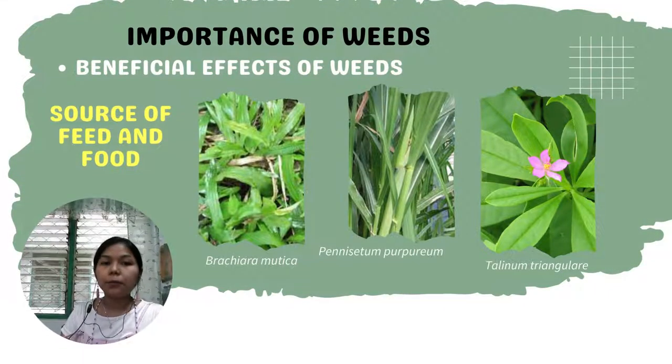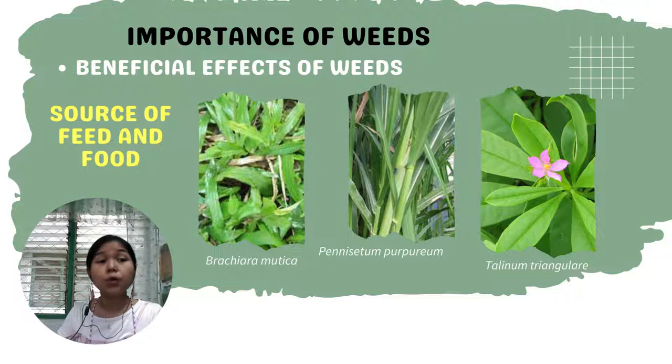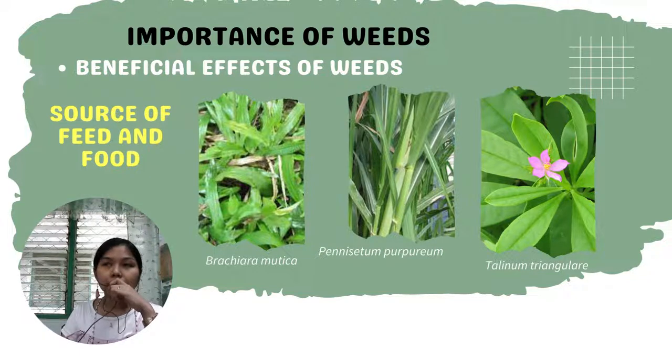And then another one, weeds provide food and cover for animals. So wildlife generally depends on weeds for survival as food and shelter. So we have this Brachiaria mutica or the paragrass. We also have Pennisetum purpureum or Napier grass. Diba? These are actually eaten by our livestock. So try to imagine if we're going to eliminate the population of Brachiaria mutica and Pennisetum purpureum, what would happen? The population of our livestock animals would also decline.